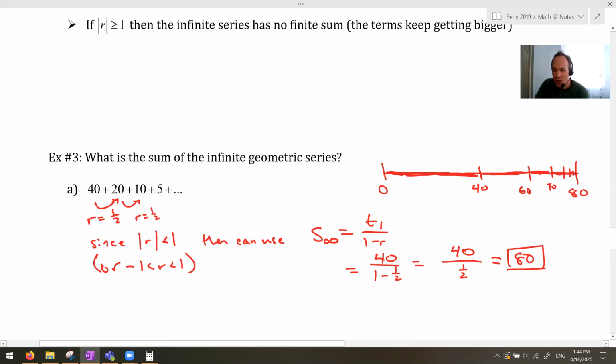You might sit there and go, well, if we're always adding half of what's remaining, are we ever actually going to get to 80? And you might argue realistically no, but we're thinking math, so infinite means infinite. And if you keep doing this infinitely, your lines will get so close together, we'll basically actually reach the number 80.